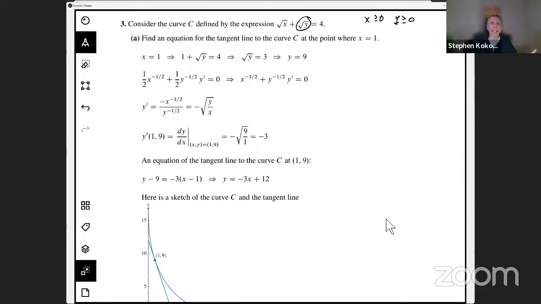So right away, I know a little bit about this curve. It's only in the first quadrant, that's for sure. And both x and y have to be between 0 and 16. So I'm sort of in this square in the first quadrant.